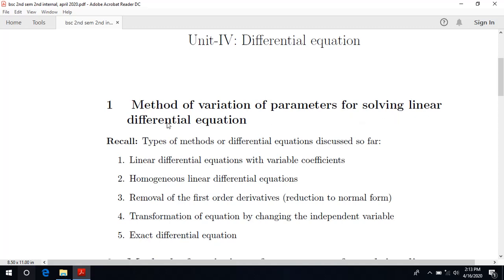Before going into the details of this method, let us recall some of the methods that we have already come across in this unit so far. Namely, linear differential equation with variable coefficient, homogeneous linear differential equation, removal of the first derivative or reduction to normal form, transformation of equation by changing the independent variable, and exact differential equation.